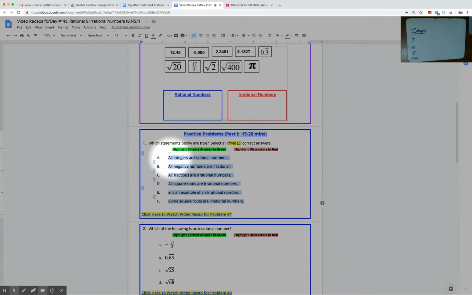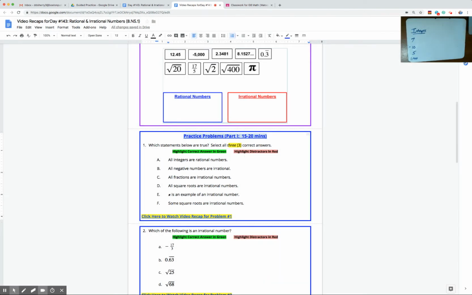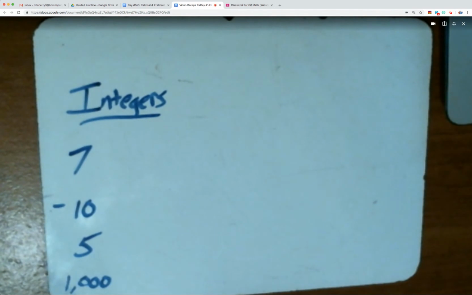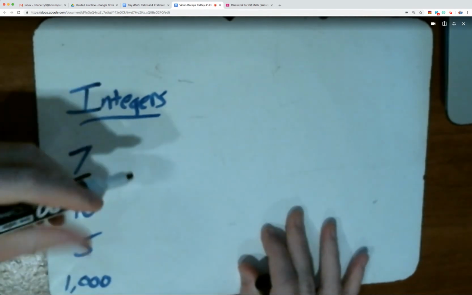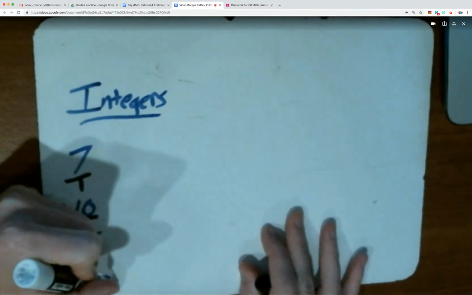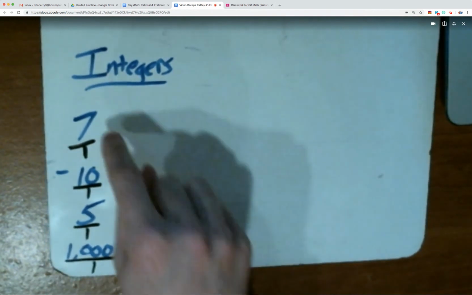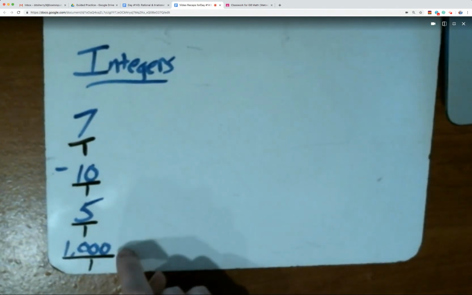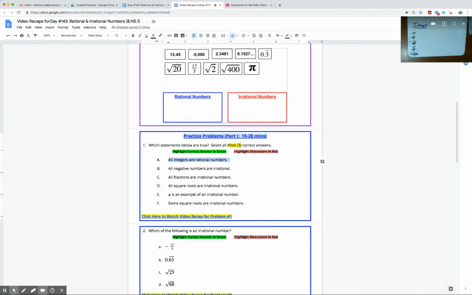So part A says all integers are rational numbers. I have on my whiteboard here a bunch of integers listed, and I know every integer, every whole number, can be rewritten as a fraction if I just put it over 1. So because every integer can pretty quickly and easily be rewritten as a fraction, as a ratio of 2 integers, I know any whole number is definitely going to be rational. So this is a true statement.